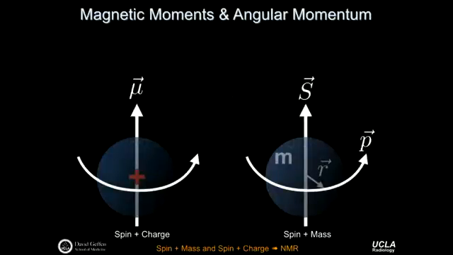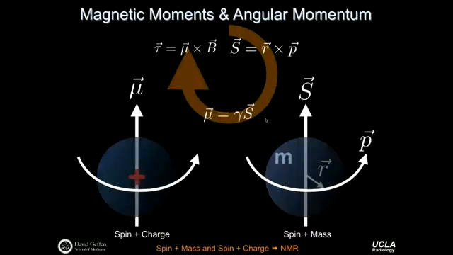The things that we're going to do, again, of course, is take into consideration the spin and charge aspects of the system and the spin and mass aspects of the system, and show how that gives rise to this NMR phenomenon. And this is the basic outline of how we're going to work through this.